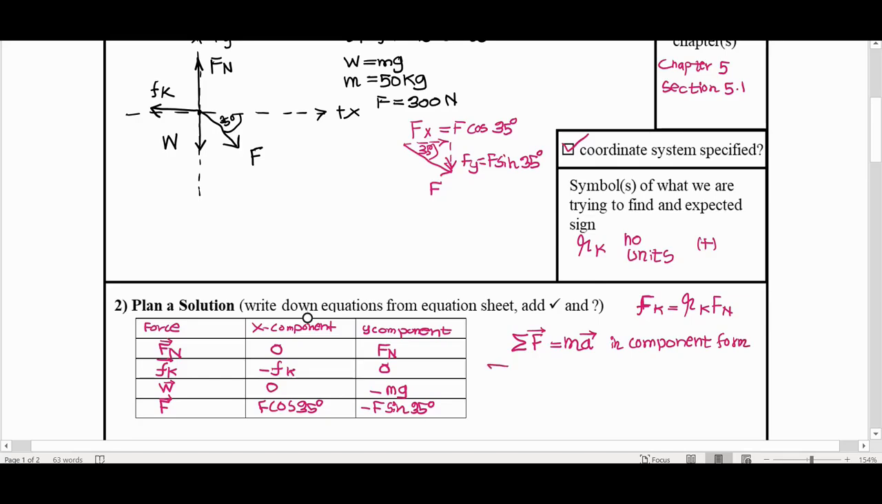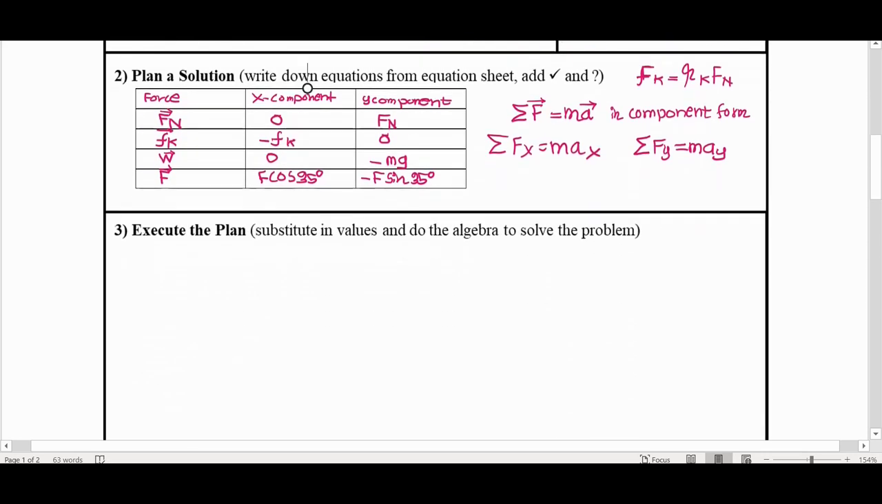So net force in x direction is equal to mass times acceleration in x direction. We have to look at all the forces acting in x direction. And then net force in y direction is equal to mass times acceleration in y direction. So now we have the equations, and now we can execute our plan.